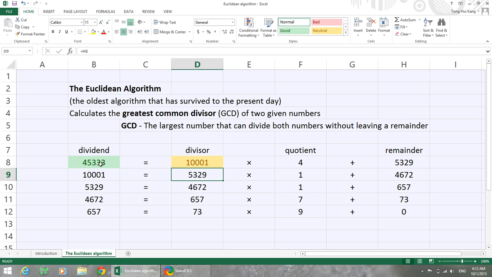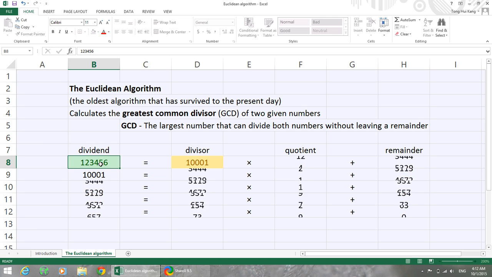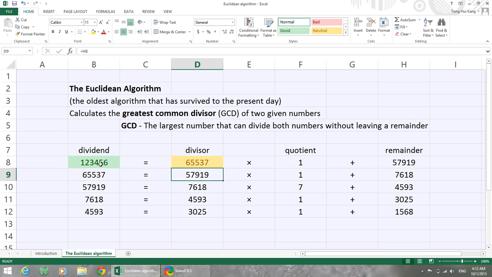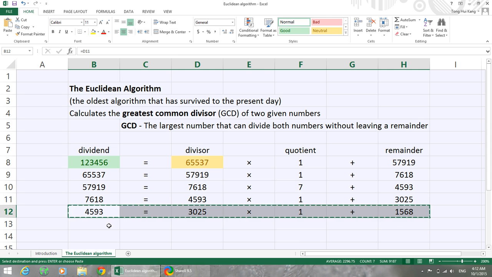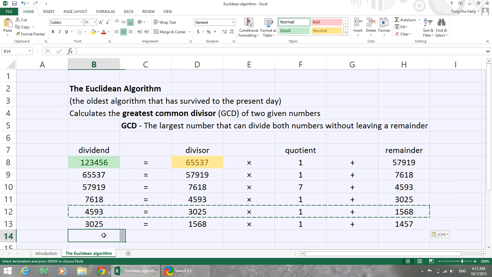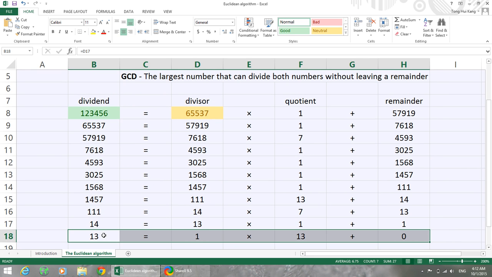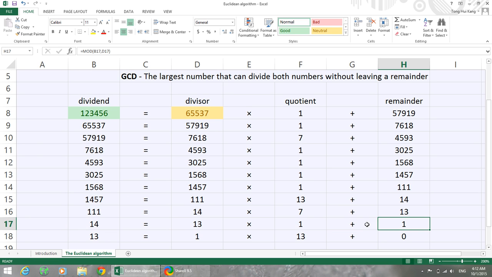So let's try a pair of numbers, 123456 and 65537. The algorithm isn't complete, so we need more lines. Let's copy and paste, paste, paste, paste, paste, paste, 0. So there you go. The greatest common divisor is 1. We call this pair of numbers co-prime. They have no common factors other than 1.